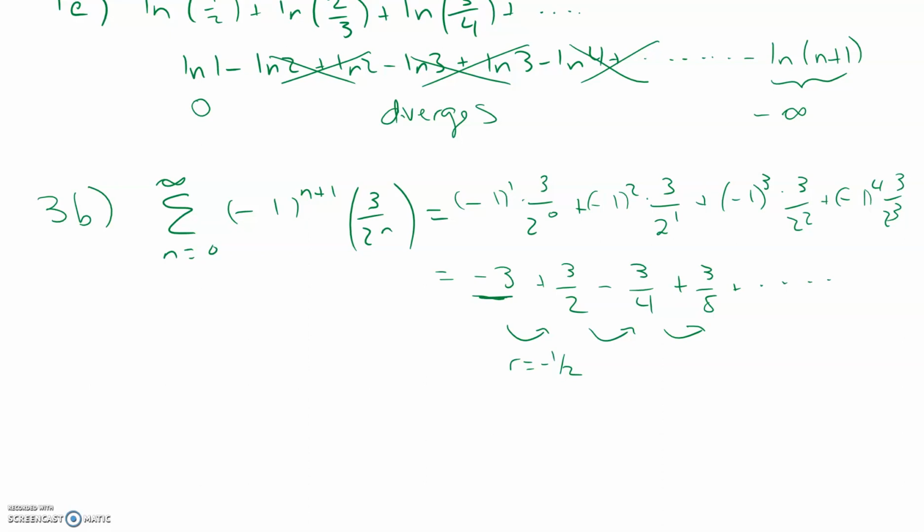Notice the absolute value of r, -1/2, is less than 1, so we do have a convergence. And now we can say the sum is going to be a over 1 minus r, which is indeed -3 over 1 plus 1/2, which is -3 over 3/2. And I think that's going to be a nice, pretty -2.